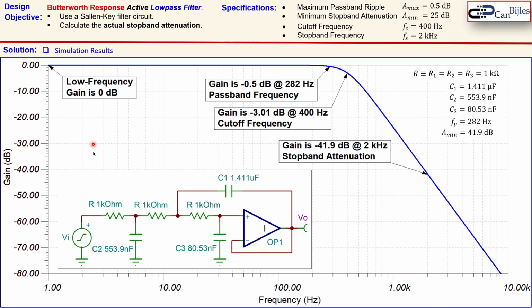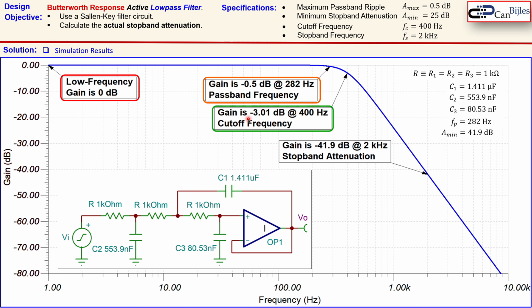Now we see some labels here. Let's go one by one. The first one is the low frequency gain. It's indeed 0 dB. So you see here the Bode plot, low pass filter characteristics. So that is as we have discussed, so as expected. The gain is minus 0.5 dB at this frequency, 282 Hertz, which is also the passband frequency, so that's also correct.